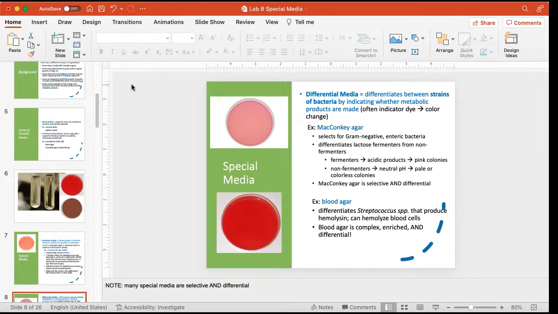So that's selective media. Now let's talk about the next type, which is differential media. A differential media, like the name suggests, can help us differentiate between strains of bacteria that are closely related to each other. And again, differential media is the kind that has this indicator dye in it, and it will change color if a certain metabolic product is produced. So selective media selects for some types of bacteria and against other types. Differential media can help us differentiate between two or more closely related bacteria, what we would call strains of bacteria.